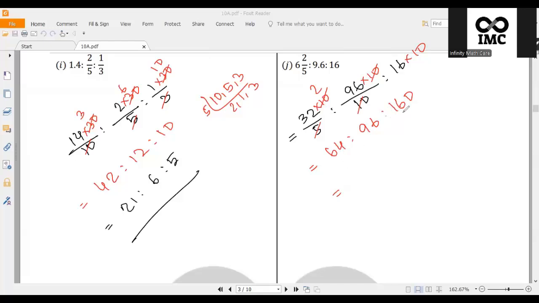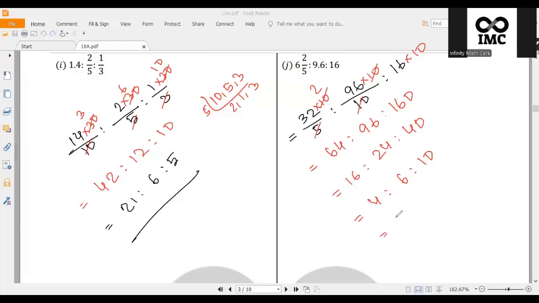Now, divide each one by 4. 4 1s are 4, 4 6s are 24, 4 2s are 8, 16, 4 4s are 16, and 4 40s are 160. Now, divide each one by 4 again. 4 4s are 16, 4 6s are 24, 4 10s are 40.